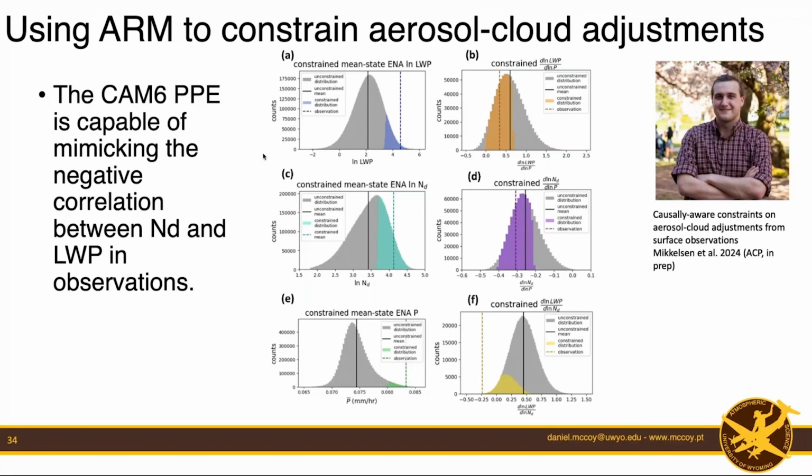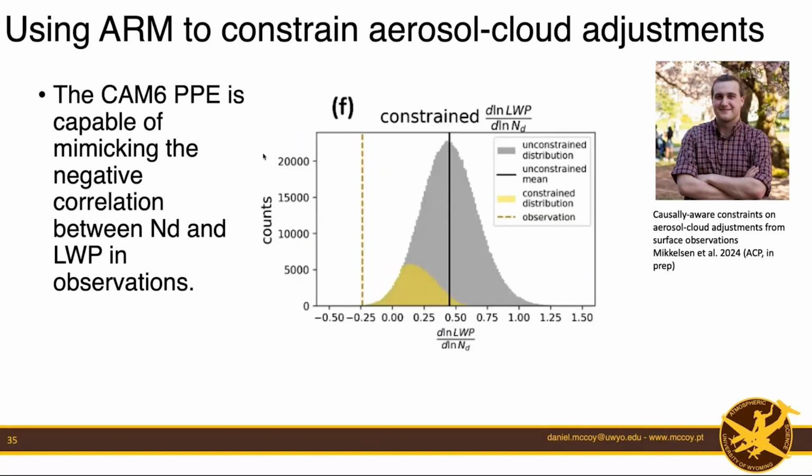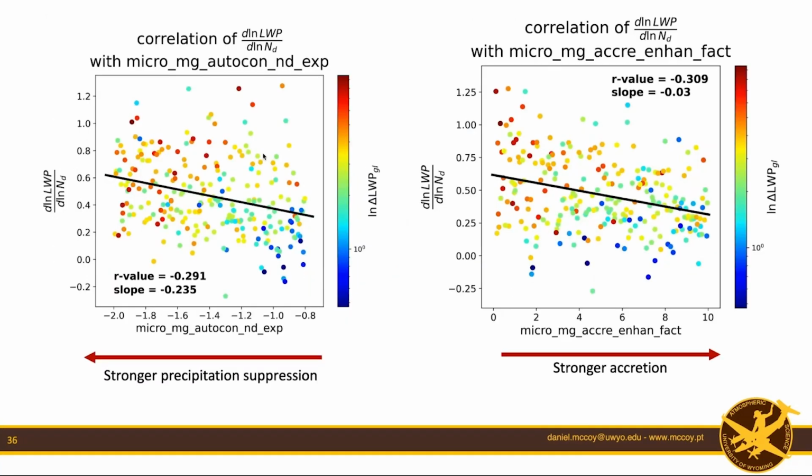Caveat to that is this liquid water path to ND correlation term that we think is telling us a lot about adjustments. And arguably, it's kind of on the edge of the PPE. I would say this is partially based on decisions we made about parameter ranges, but it is within the range. So the CAM6 model is actually totally capable of gaining negative correlation, even though it doesn't have parameterized entrainment. And you can just look at the raw ensemble members coming out of the CAM6 PPE to try to start to get an idea of what's going on.